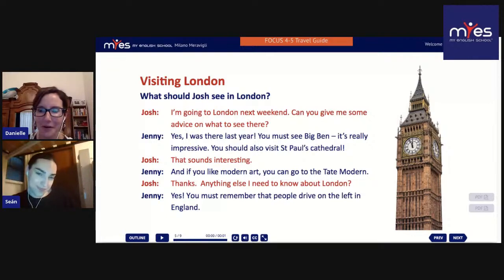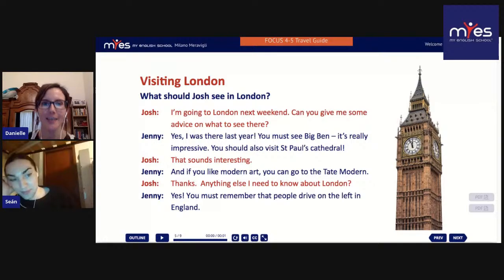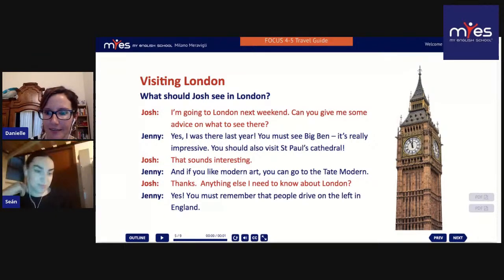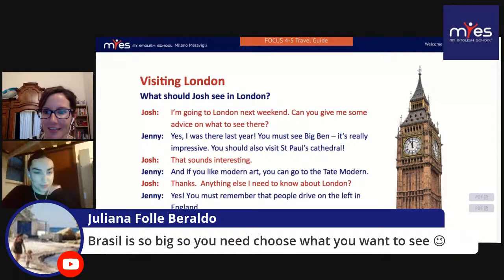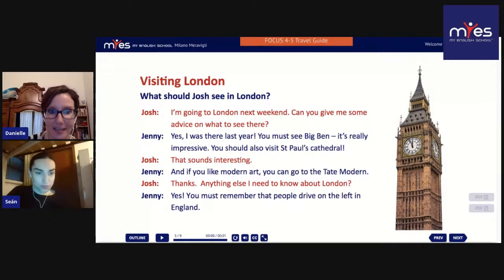I also think one of the best things about London is that all of the galleries are free. So for the permanent exhibitions, you don't have to pay, which is quite unusual because often in other cities you must pay. Juliana's got another comment. Yeah, very good. You need to choose what you want to see. I agree, it's a massive country.